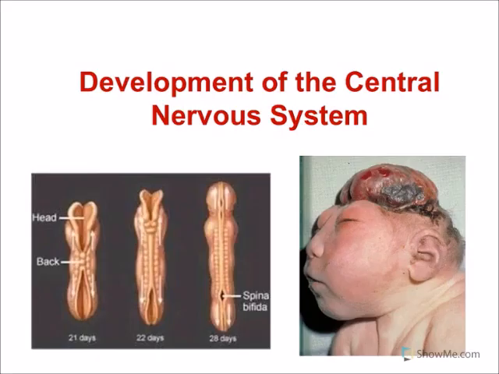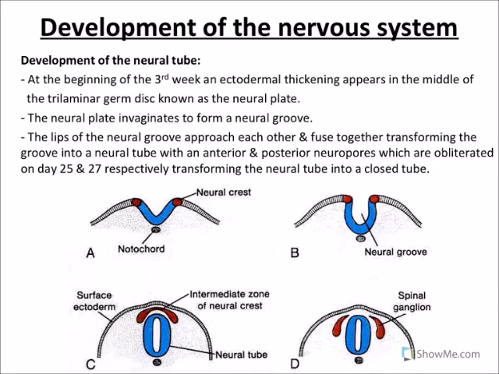So, the development of the central nervous system begins around the third week of intrauterine development, by development of a tube. This tube is called the neural tube. So, how can the neural tube be developed? The first step begins by thickening of the ectoderm in the middle of the trilaminar germ layers.